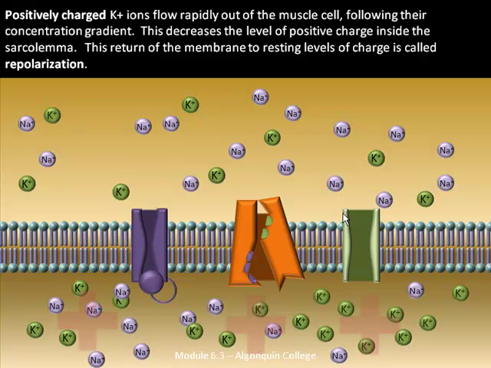Positively charged potassium ions flow rapidly out of the muscle cell following their concentration gradient. This decreases the level of positive charge inside the sarcolemma. This return of the membrane to resting levels of charge is called repolarization.